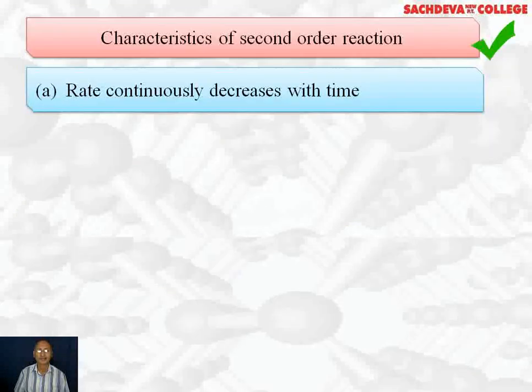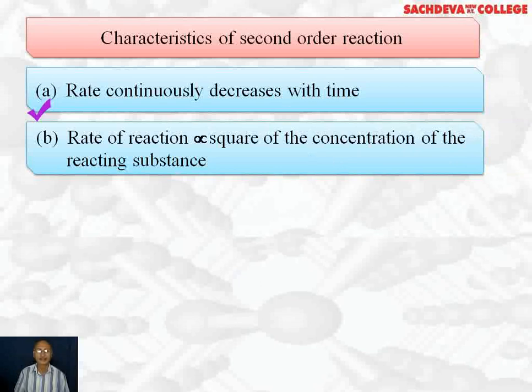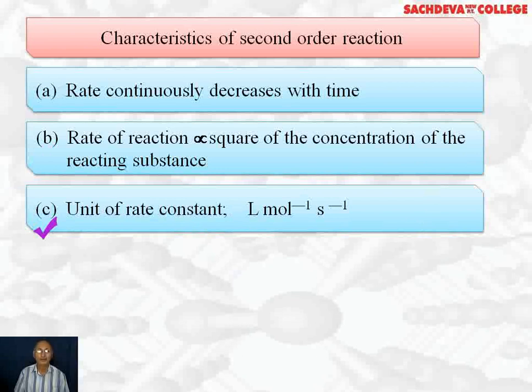Now, characteristics of second order reaction. Rate of a second order reaction also continuously decreases with time because the concentration of reactants decreases with time. Rate of reaction is directly proportional to the square of the concentration of the reacting substance if there is a single reactant. Units of rate constant will be liter per mole per second. It can be per minute or per hour also, depending upon the unit of time.